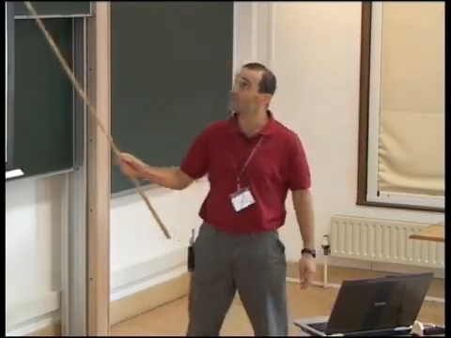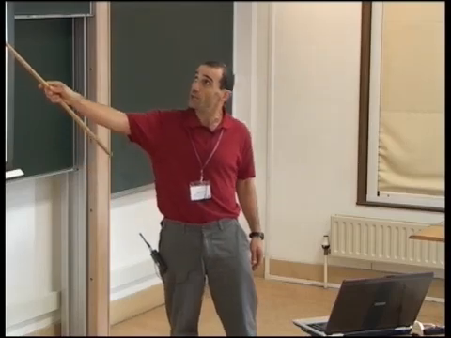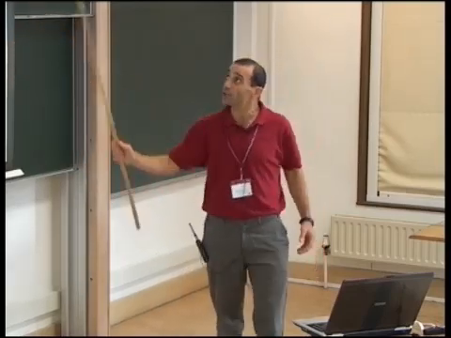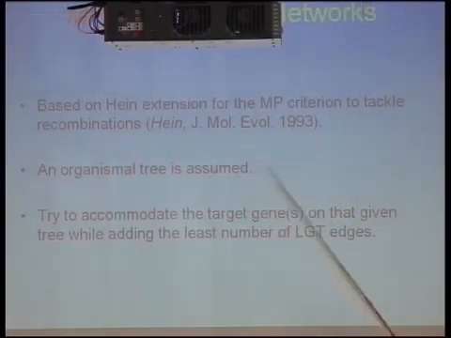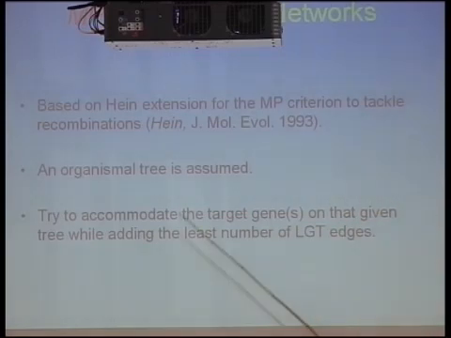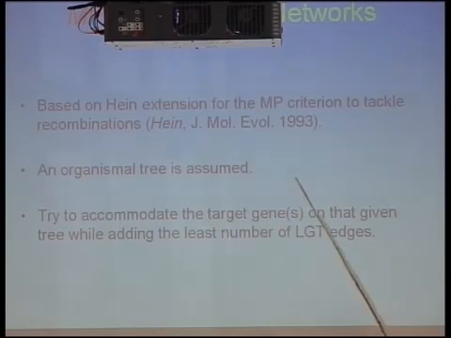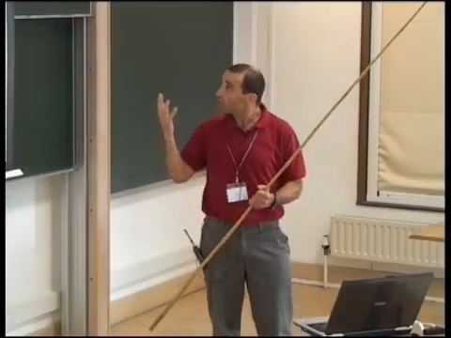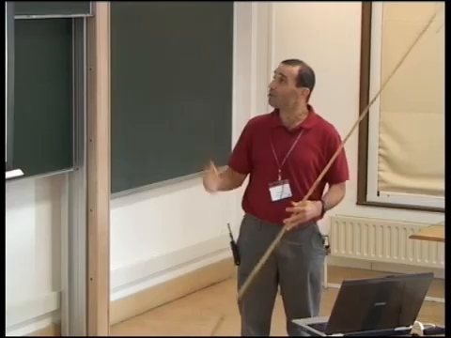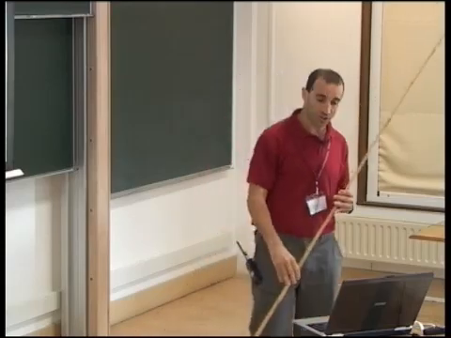And now let's see how we extend the MP problem to networks. It is based on the Hudson extension for MP on recombination networks, and the extension is as follows. The organismal tree is assumed to be known, and we want to accommodate the given gene by adding the least number of lateral gene transfer edges.